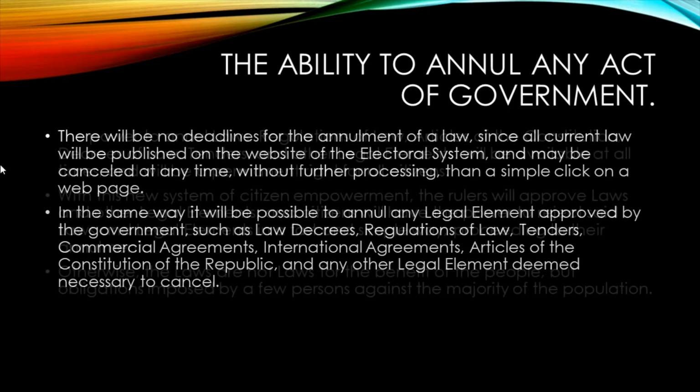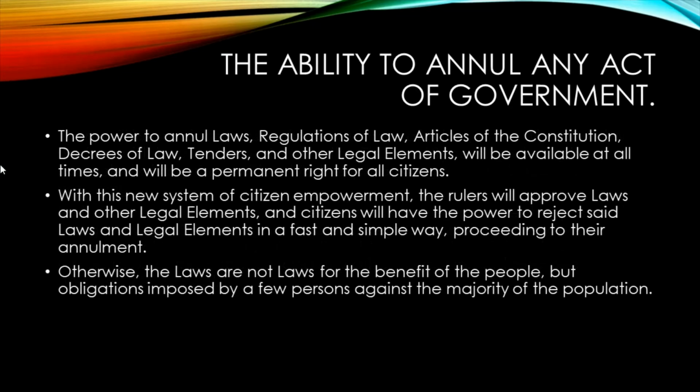The power to annul laws, regulations of law, articles of the Constitution, decrees of law, tenders, and other legal elements will be available at all times, and will be a permanent right for all citizens. With this new system of citizen empowerment, the rulers will approve laws and other legal elements, and citizens will have the power to reject said laws and legal elements in a fast and simple way, proceeding to their annulment. Otherwise, the laws are not laws for the benefit of the people, but obligations imposed by a few persons against the majority of the population.